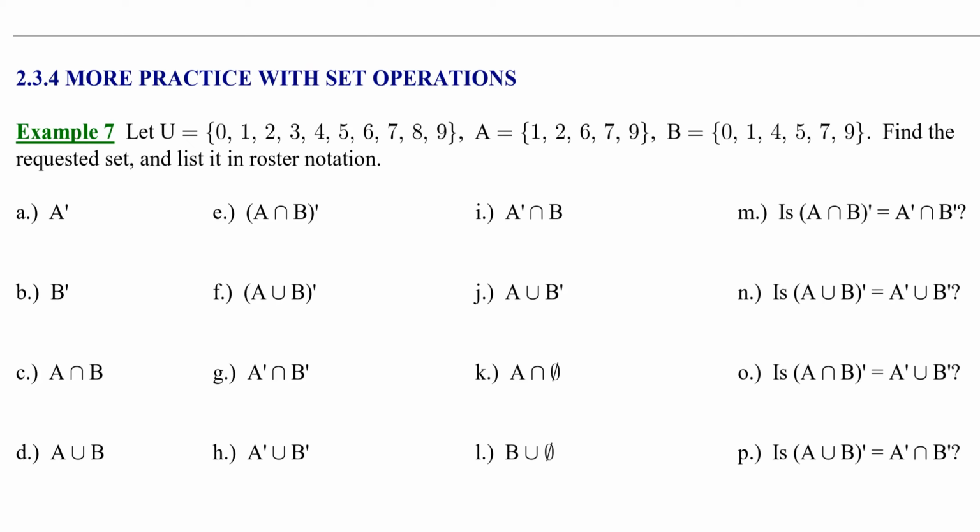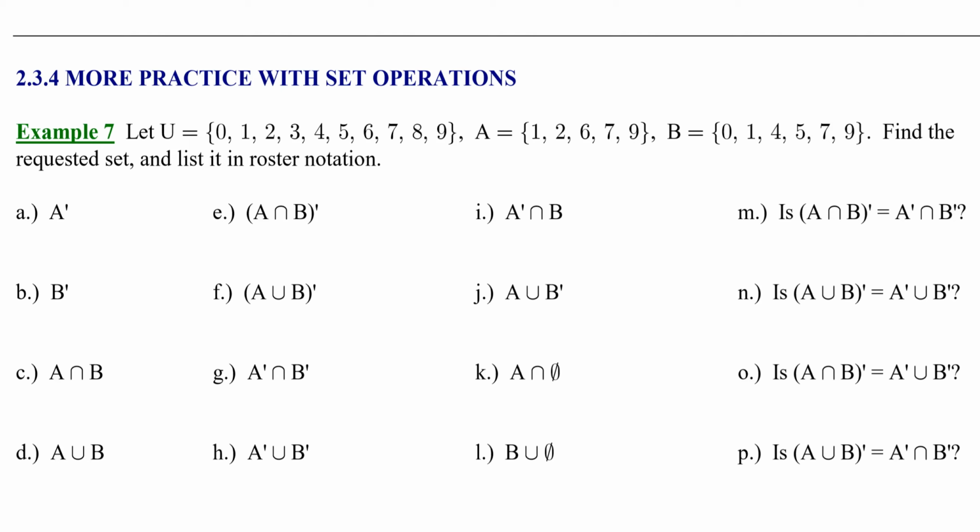Let's wrap up section 2.3 with a little more practice with these new set operations. Remember, in this section we've learned complement, intersection, and union. And we've also learned how to use a Venn diagram to visually express the relationship between two sets, which can help us to solve these problems.